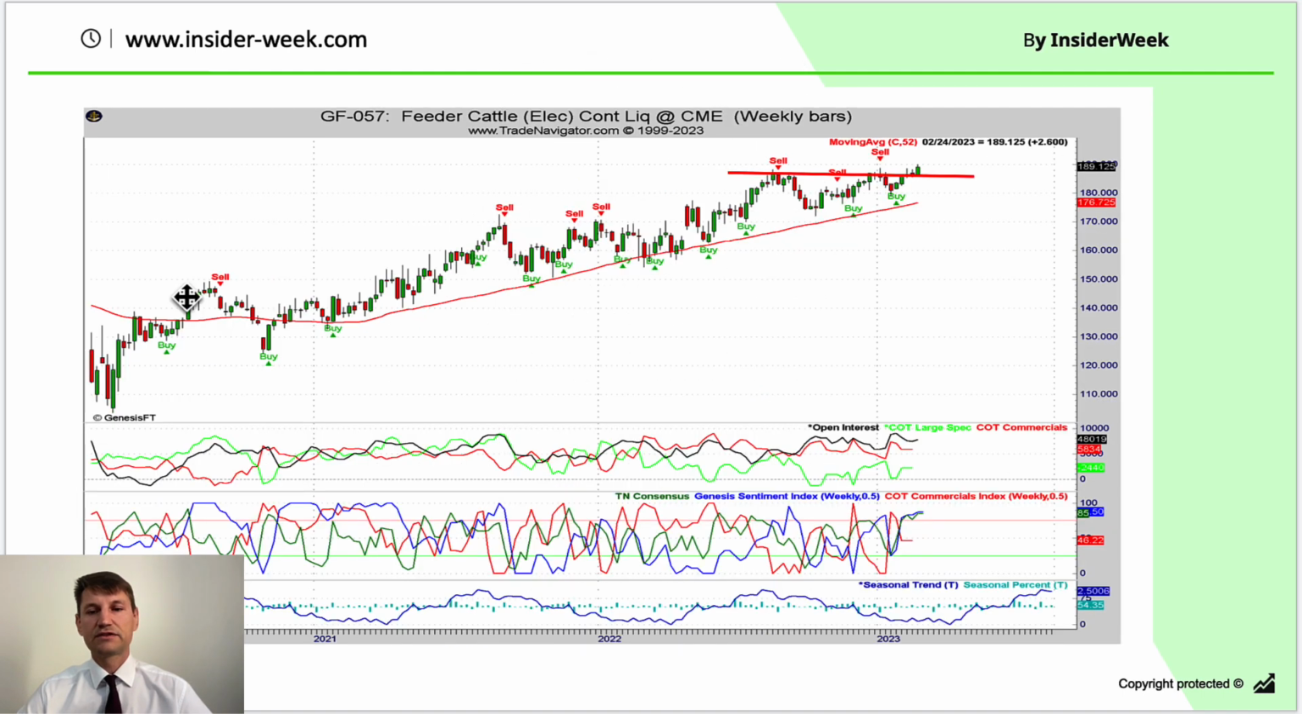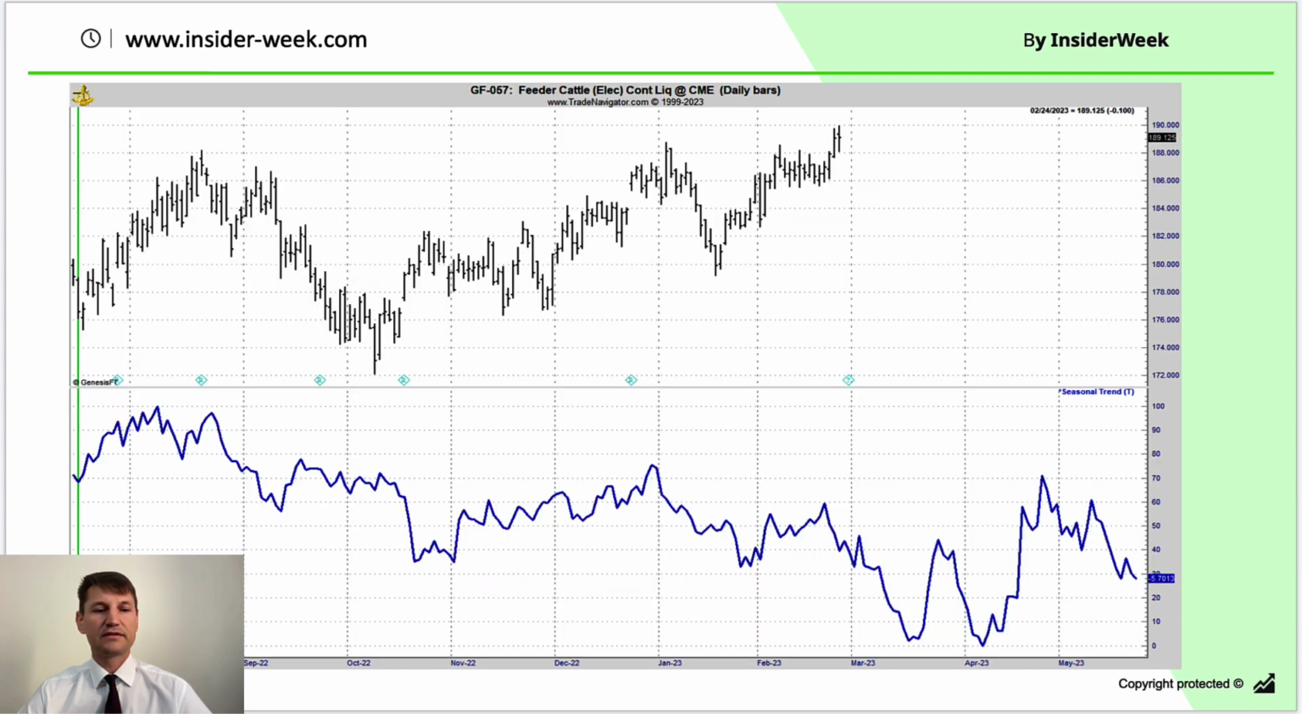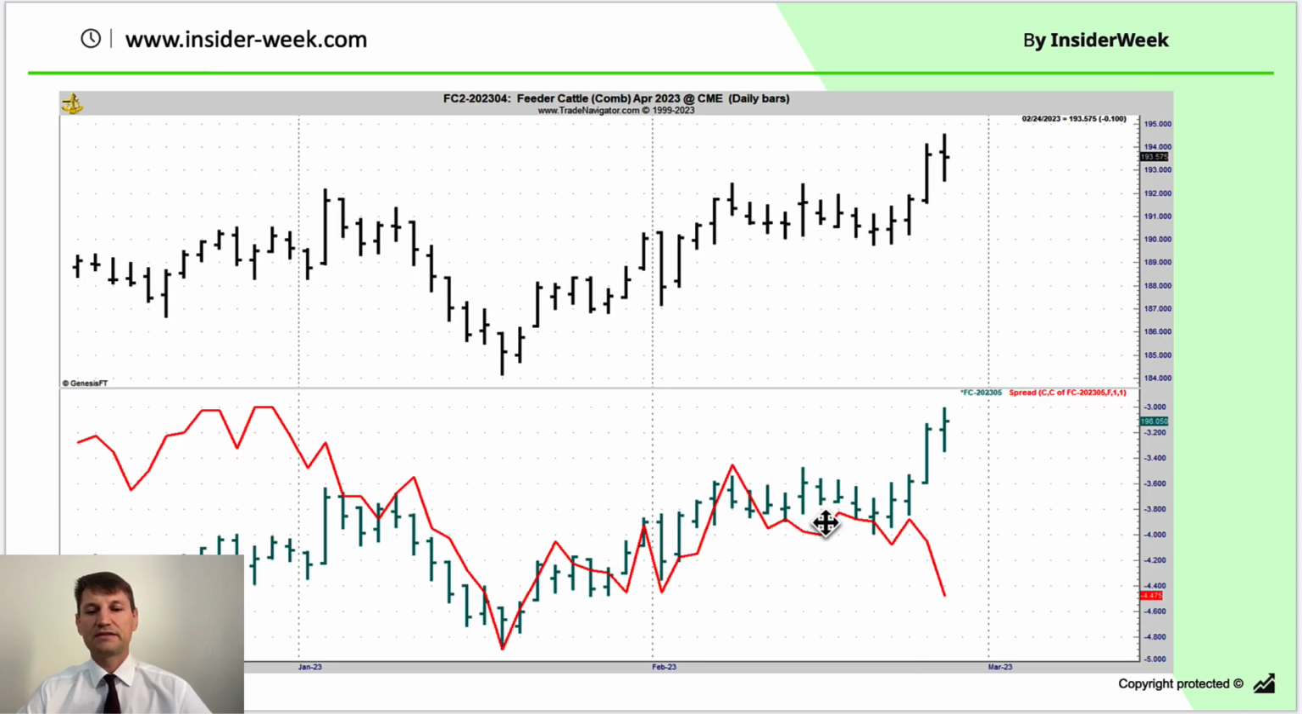Feeder cattle. We have some resistance here and the market comes over this resistance, but the seasonal trend is to the downside, and therefore the spread is also bearish. So as you can see, we don't trade this market long. We stay on the side and wait until we see a bullish spread.